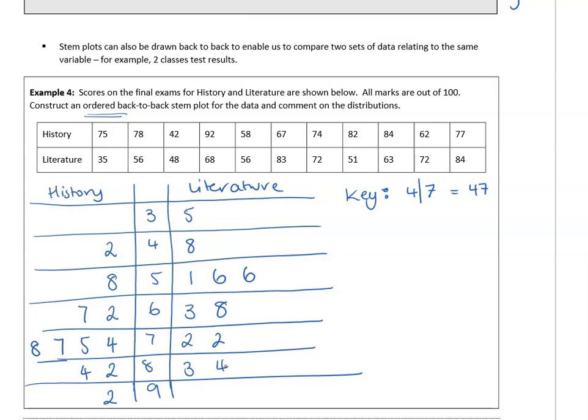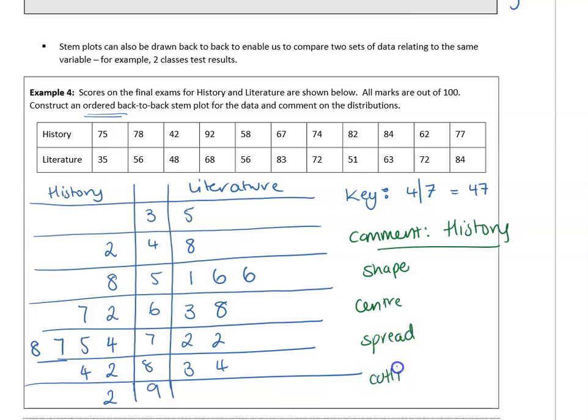Okay, now when I come to comment on that, let's just comment on history and do a full comment there. We want to comment on shape, on centre, on spread, and on outliers. So remember, you can write this using the template as a complete sentence, or we can dot point.